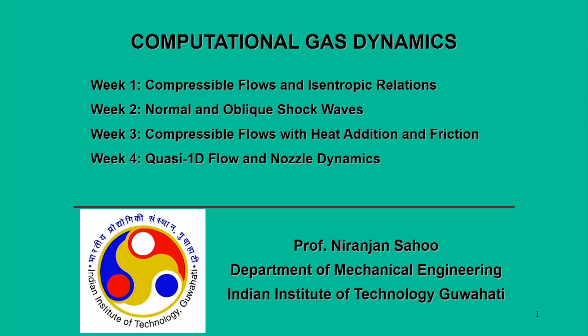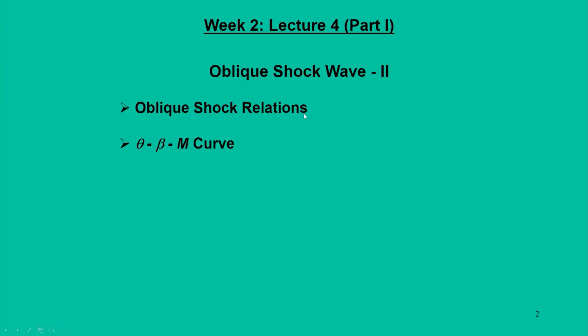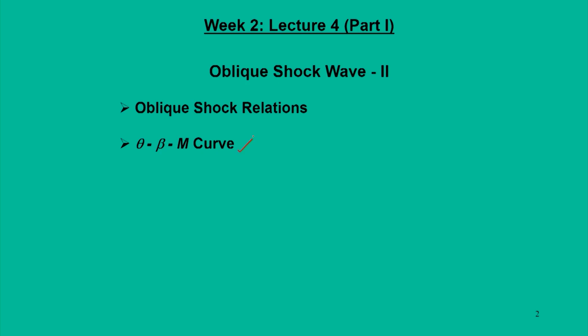In the week 2 lecture, we are looking at normal shock and oblique shock waves, and this particular lecture is for oblique shock part 2. In this lecture we will mainly deal with the oblique shock relations that we covered in our last class, and also introduce the graphical representation of oblique shock in a curve called the theta-beta-Mach number curve. Theta stands for flow deflection angle, beta stands for shock wave angle, and M stands for upstream Mach number.